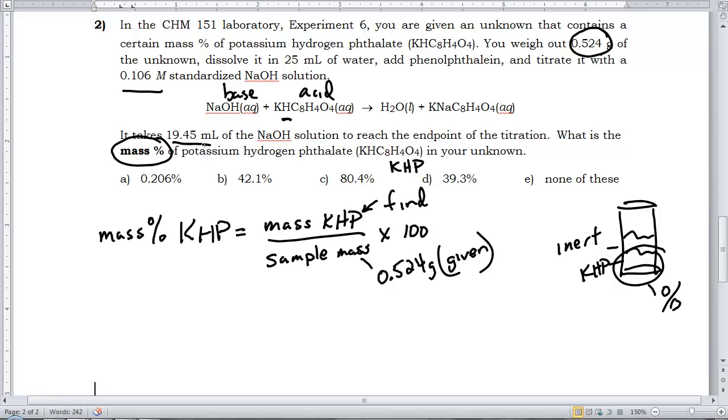We would probably use phenolphthalein as an indicator here because this is a weak acid. So the pH is going to change about 9. That would be a good choice. Phenolphthalein would be a good choice. Changes around pH 8 to 9 in there.